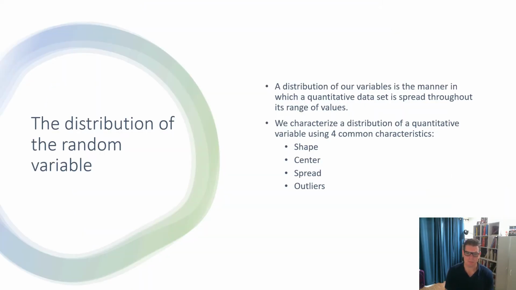Let's talk about what a distribution is. The distribution of a random variable is the manner in which a set of quantitative data is spread out through its range of values. So we're going to characterize the distribution of a quantitative variable using four common characteristics: your shape, your center, your spread, and your outliers. And they all work together for us to characterize a distribution.